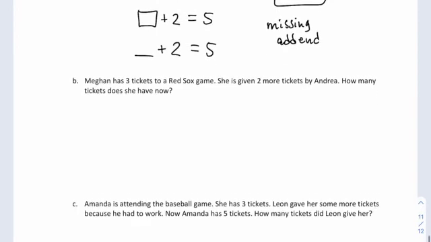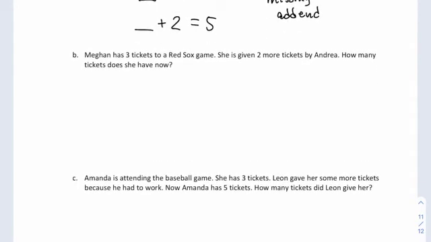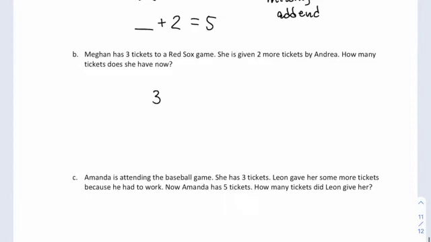task, addition task. Megan has 3 tickets to the Red Sox game. She is given 2 more tickets by Andrea. How many tickets does she have now? So this is a combining of Megan's tickets with Andrea's tickets. So we had 3 tickets plus 2 tickets by Andrea, and our goal here is to figure out how many tickets she now has. So this is a missing sum, because we know the 2 addends, we just don't know the sum. Of course, it's easy to get the sum; we know that the answer is going to be 5 tickets.